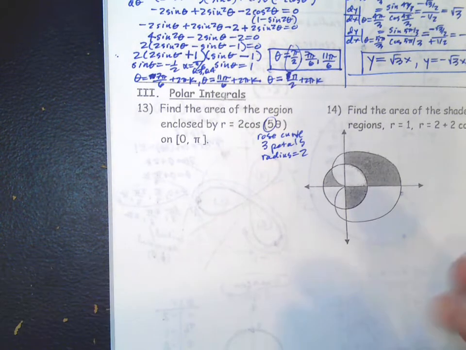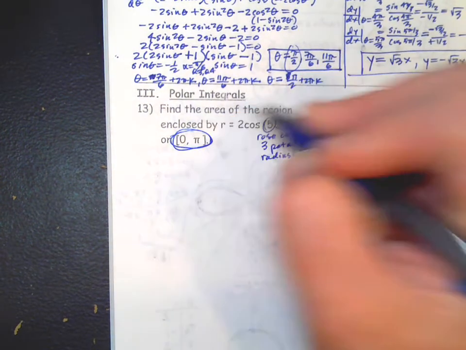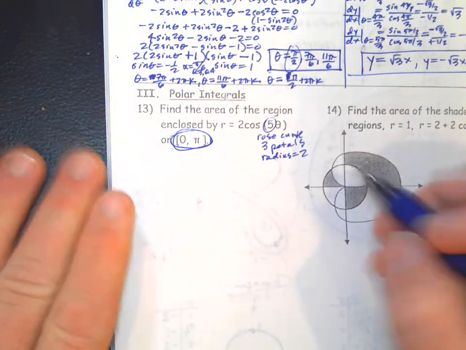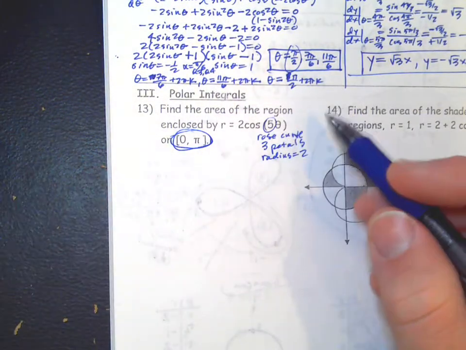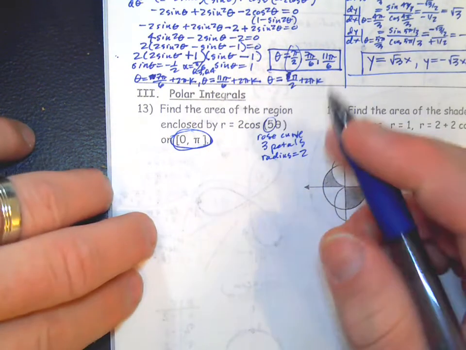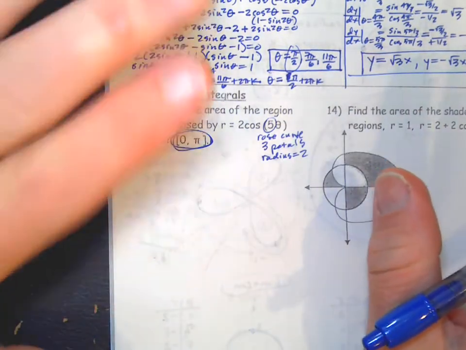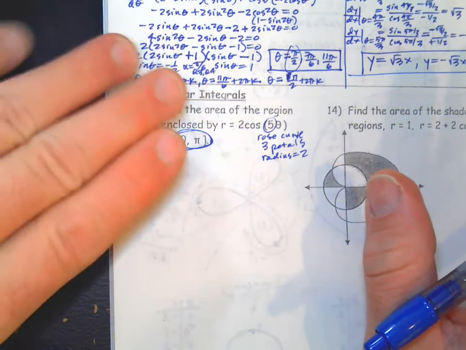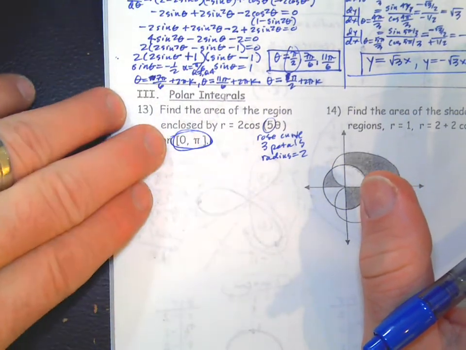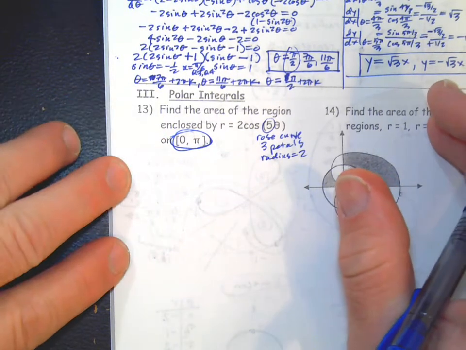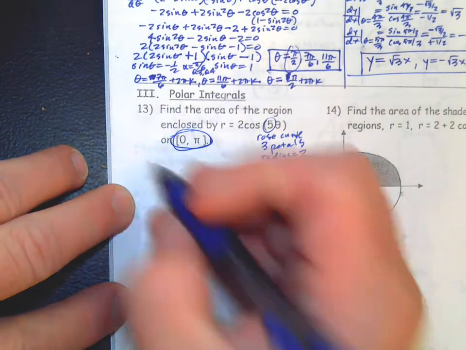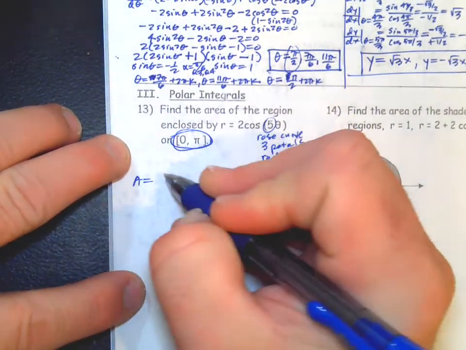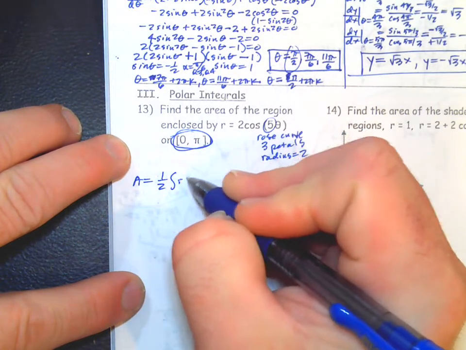0 to pi, by the way, would be the whole rose curve because it's an odd petaled one. The second set of petals ends up right on top. You need to do 0 to 2 pi for an even numbered rose curve. For an odd number, you just do 0 to pi, otherwise you get the area doubled. So we could just jump right into the area. The area, you should memorize, is 1/2 r squared d theta.